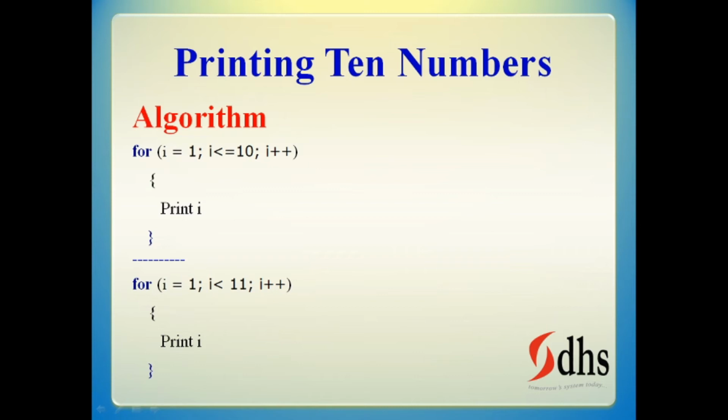Here in the second part I am giving you another example. You can give i is less than or equal to 10, or you can give i is less than 11. Both are correct, and it will give the same output. Hope you understand.